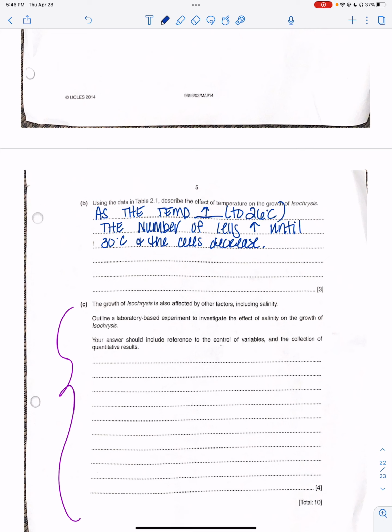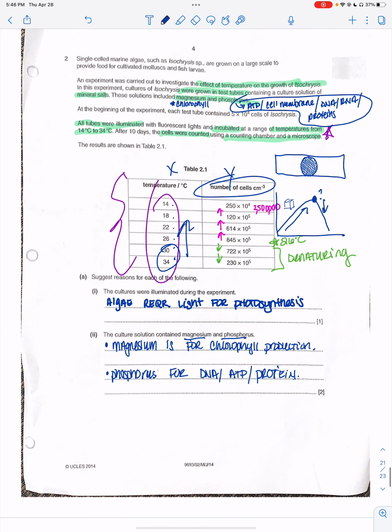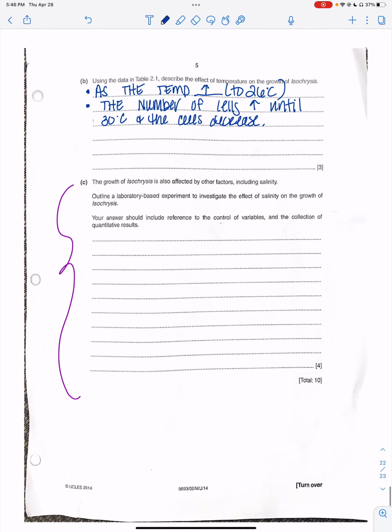So as the temperature increases up to 26 degrees Celsius, the number of cells increase until 30 degrees Celsius when we see the cells start to decrease. We can also reference that in terms of enzymes, this is what we would call an optimum temperature. Ours is 98.6.